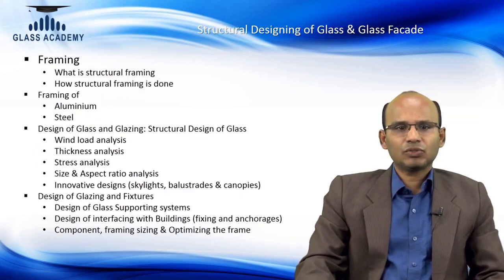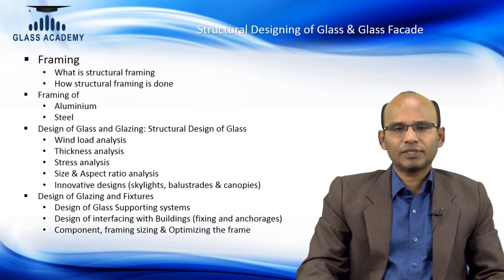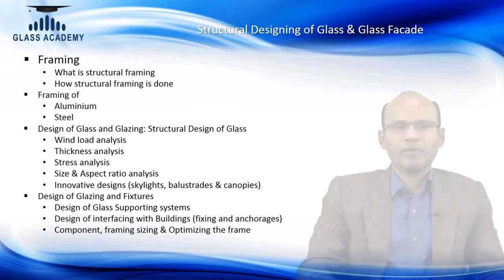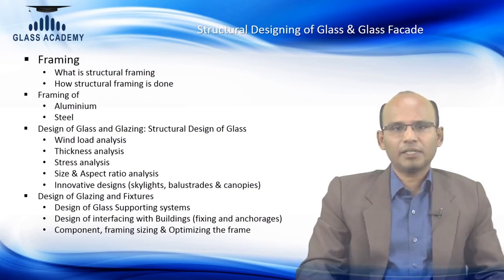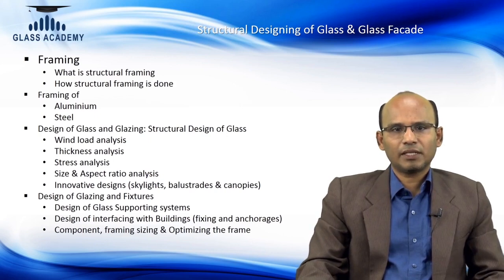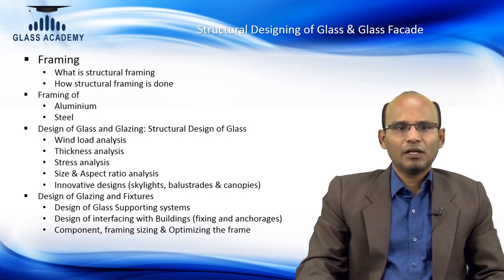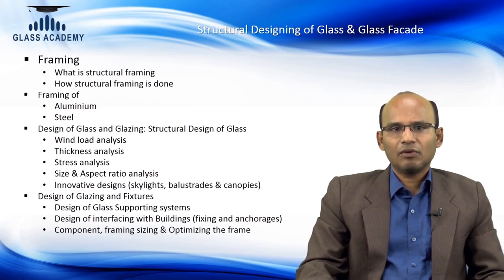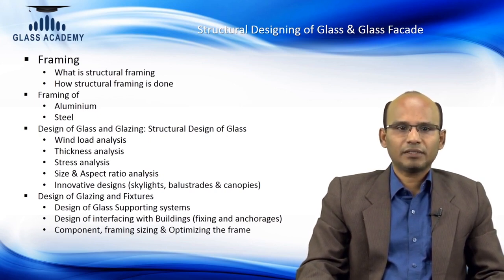The framing design. The first thing we start with in the facade design or glass design is the primary member, which is supporting the glass in place, the framing. The framing is designed primarily like any structural element, like aluminum or steel, and how the framing is done, how it is getting fabricated, and what is available define the design.